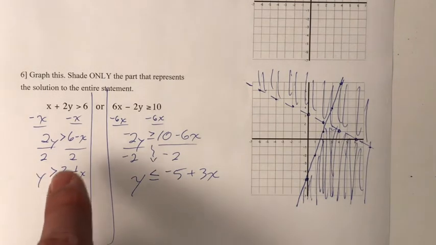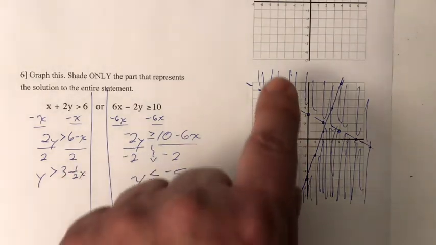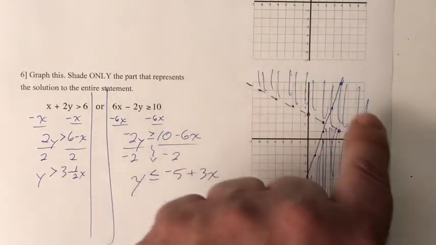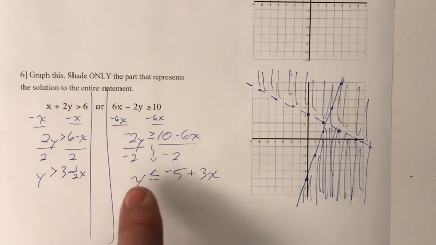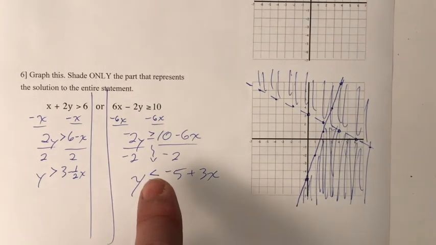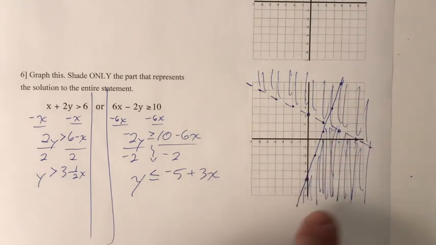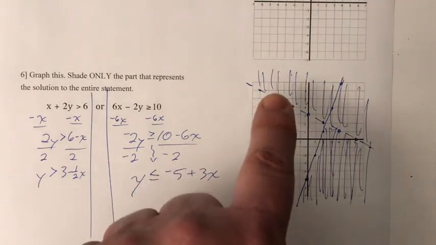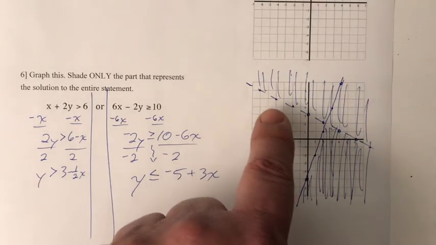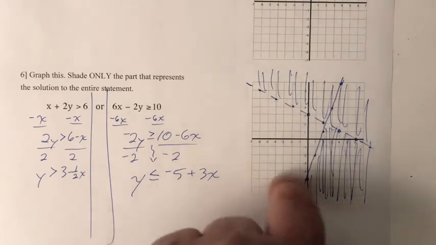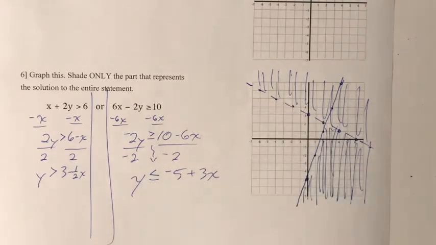So we want to shade everything above this line, which is all of this, and we want to shade everything less than this line, which means everything underneath this line. So everything gets shaded except the stuff that's less than this line and more than that line. This is the no-go zone.